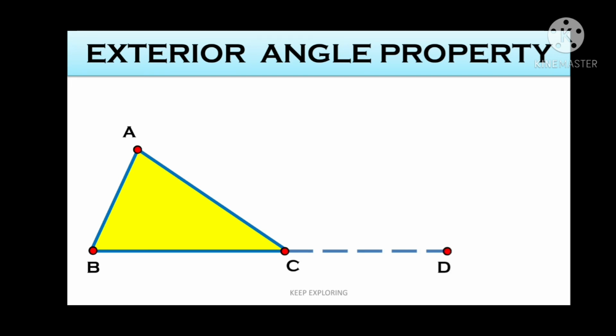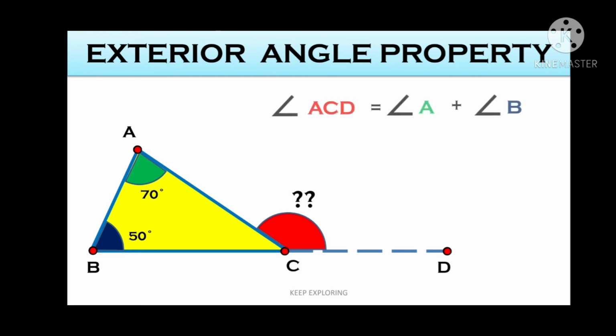So let's consider triangle ABC where BC has been extended. Let angle A be 70 degrees and angle B be 50 degrees, given in the triangle. So the question is, what will be the measure of angle ACD? Here we will be using the property as we want the exterior angle. So ACD will be nothing but angle A plus angle B. From the property we know the exterior angle equals the sum of the interior opposite angles. So if we add A plus B, we will get the exterior angle ACD.